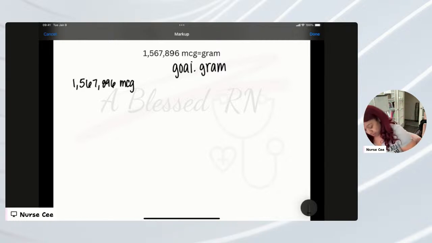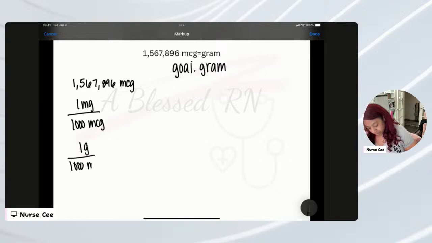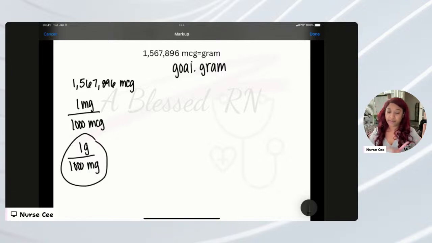So I know that 1 milligram is 1,000 micrograms. And then I know that 1 gram is 1,000 milligrams. So you see how that worked with the cookie analogy, if you will. Okay. So if I'm looking for gram, I'm going to start with the gram, right? It's going to be first and it's going to be on top. So that's how I know what to start every equation with. I start with what this right here tells me to look for.